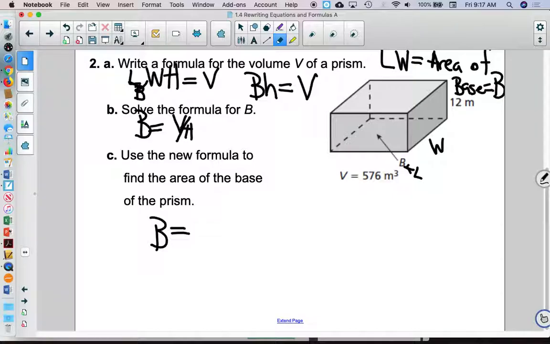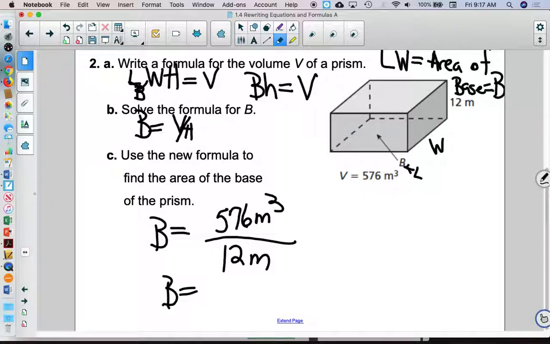Paige? 576 meters cubed. That's my V divided by what is the height of that prism? Savannah? 12 meters. Do the math. What is the base of the prism? When you do the math and you've got a calculator, again, plug it in and every hand should go up.